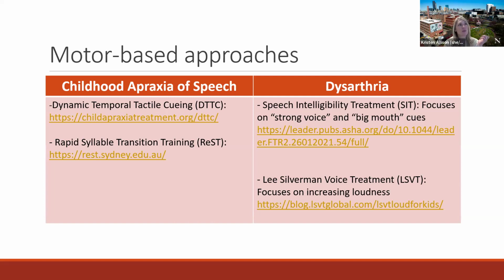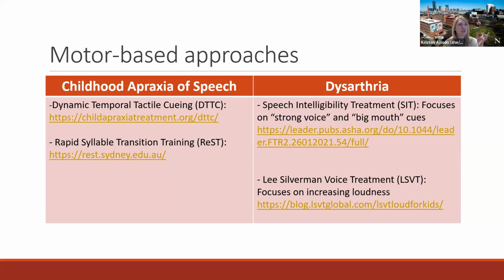Two dysarthria treatment approaches that have some of the strongest research evidence at this point are speech intelligibility treatment. This is developed by Dr. Erica Levy, who's at Columbia University, and it focuses on prompting children with dysarthria to use a strong voice and a big mouth when they talk.